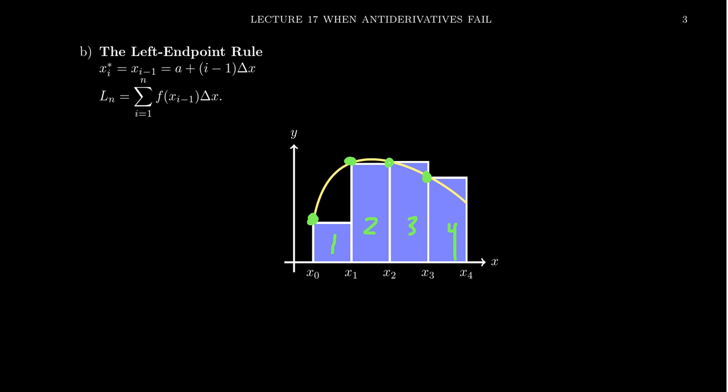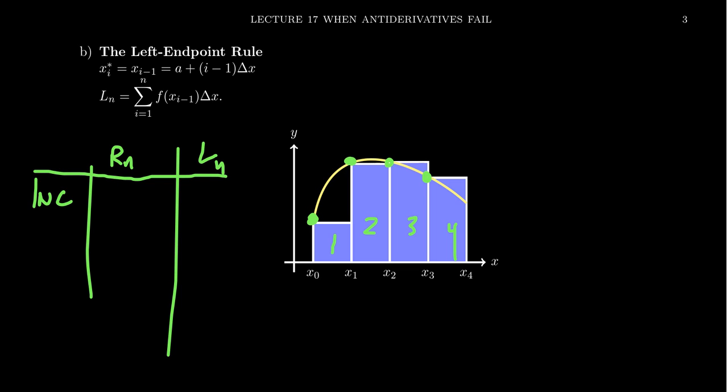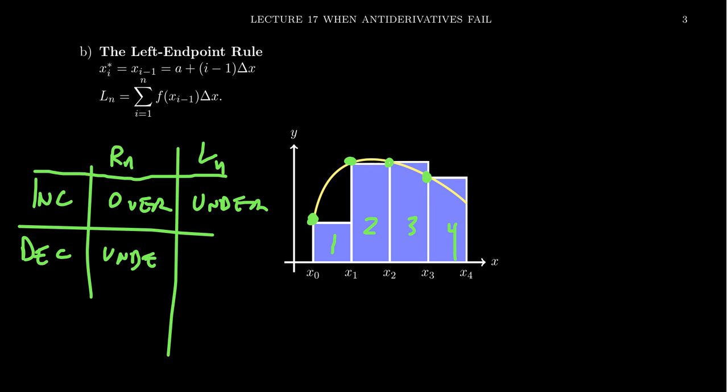When you're increasing, the right rule we saw earlier is going to overestimate, and we see here that the left-hand rule is going to underestimate. And similarly, when you're decreasing, you're going down, you'll see the opposite. The right-hand rule will underestimate, and the left-hand rule is going to overestimate. This is an exact opposition of each other. It turns out that the strengths of the right-hand rule are the weaknesses of the left-hand rule, and vice versa. And so when we combine these two strategies together, that leads to a very fruitful calculation. But we'll get to that in just a moment.